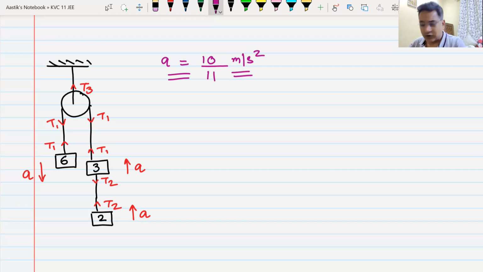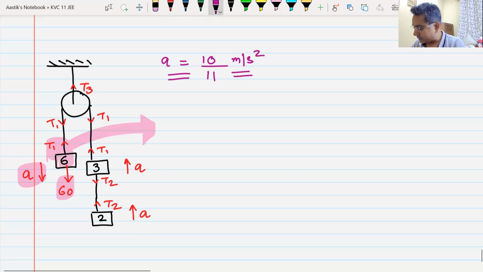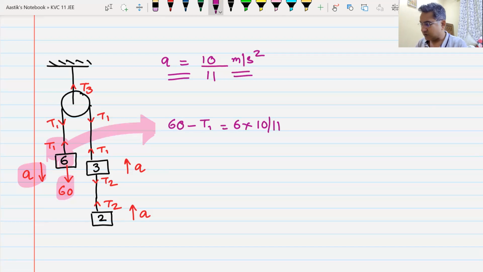Now to find out the value of tension, let us just write the equation for this block, the pink block, so that I can get the value of T1. What is the equation of the pink block? It is moving downwards, remember? So 60 minus T1 will be equal to 6 into A. A is 10 by 11. So straight away, I will get the value of T1. Do we understand this from this equation?